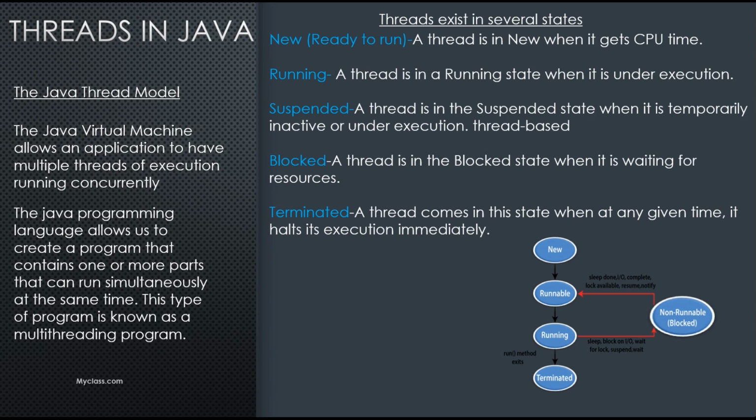The next topic is the Java thread model. The Java thread model means how Java performs multitasking. The Java virtual machine allows an application to have multiple threads of execution running concurrently. The Java programming language allows us to create a program that contains one or more parts that can run simultaneously. This type of program is called a multi-threading program, in which two or more threads can run concurrently.